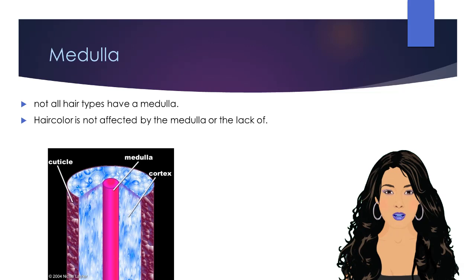The medulla is the innermost layer of the hair shaft. The medulla is generally only present in coarser hair types. The medulla does not play a role in hair coloring and therefore will not affect a hair color's final outcome.